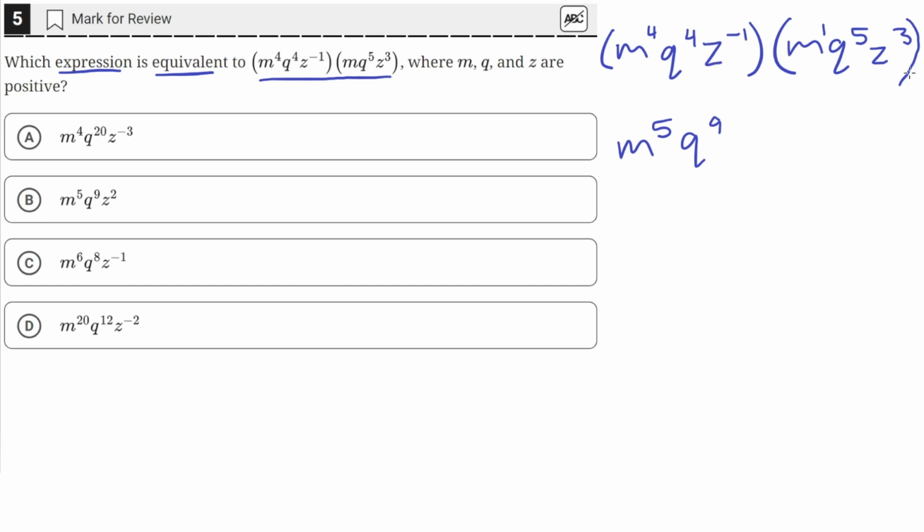Then we have a z over here and a z cubed here. So we'll keep this base the same and add the exponents. So negative 1 plus 3 is equal to 2. The same as 3 minus 1. Okay, so our final answer is m to the fifth, q raised to the ninth, and z squared. We were able to just multiply these together since multiplication is commutative, and these bases are the same, so we can add the exponents. And the only answer choice that has this expression we just derived is answer choice B. So answer choice B is the correct answer.